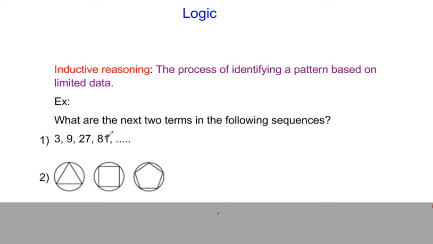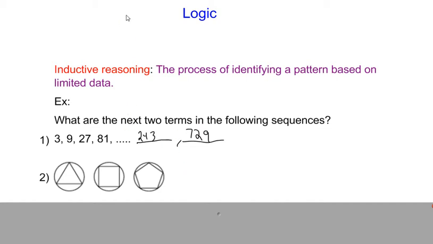So it looks like every term is found by multiplying the previous term by 3. So the next term after 81 is going to be 3 times 81, which is 243. And the term after that is going to be found by multiplying 243 by 3 to get 729. So this is what we think by using inductive reasoning the next terms are going to be. Let's take a look at the next example.